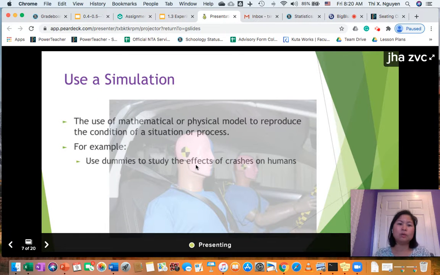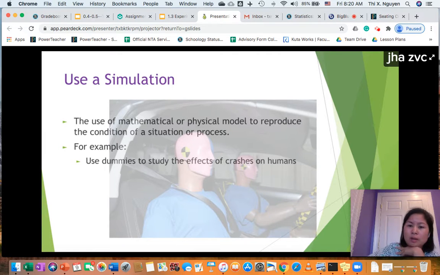Okay. The third one is simulation. We talked about this, I believe, last time. It's the use of a mathematical or physical model to reproduce a condition of a situation or process. For example, use dummies to study the effects of crashes on humans. When we use a simulation, it's because it's really harmful for you to do it yourself. You don't want to put yourself at risk, right? I'm not going to put myself in the car and then try to see how it affects me with or without a seatbelt, right? We need to use the dummy.